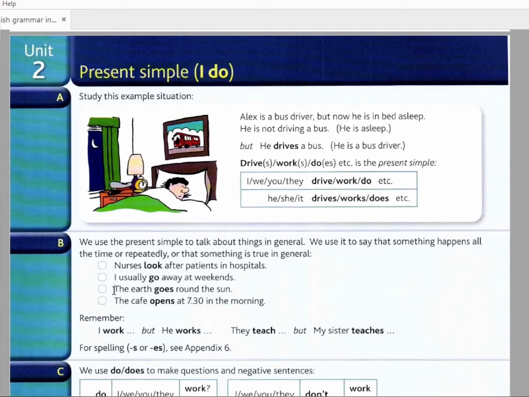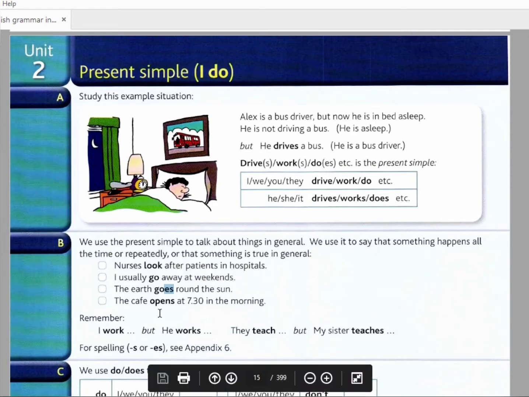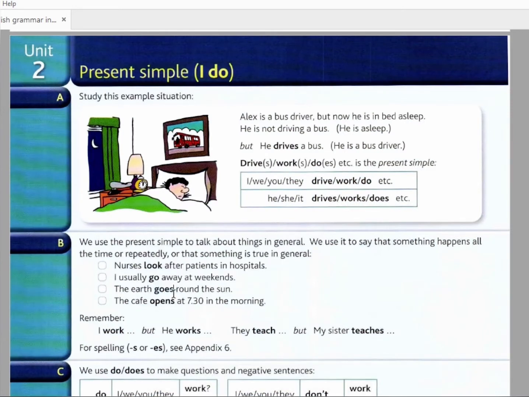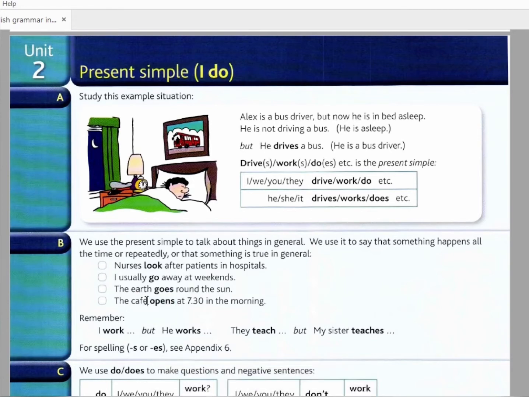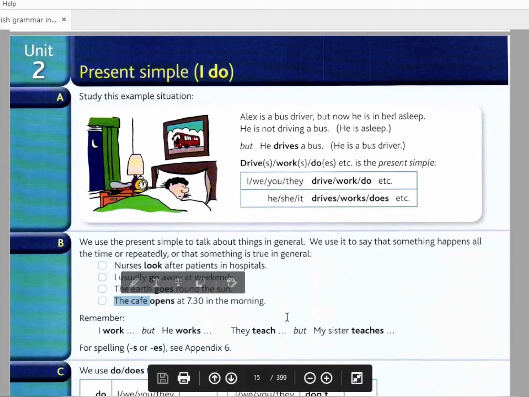The earth goes around the sun. We add this es. Why es? I will explain in the next slide how to add this third person singular, because this is one of the irregular verbs. The earth, because this is a singular noun, we add s to our verb. The cafe opens. You cannot say the cafe open. We have to say the cafe opens. Why? Because the cafe is a singular noun.